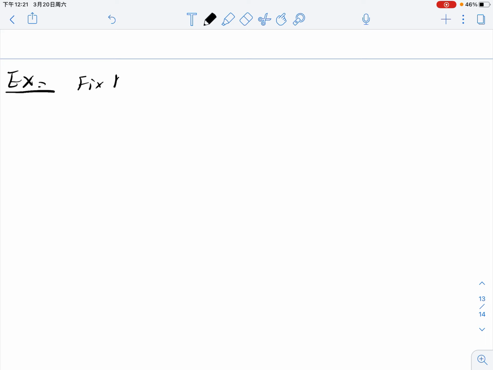Okay, and so let's look at a slightly more complicated example. Fix k and consider the multiset n1 times a1 all the way to nk times ak.